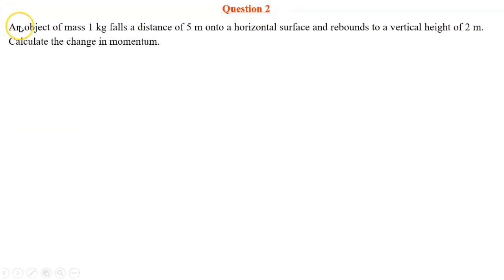Question 2. An object of mass 1 kg falls a distance of 5 meters onto a horizontal surface and rebounds to a vertical height of 2 meters. Calculate the change in momentum.